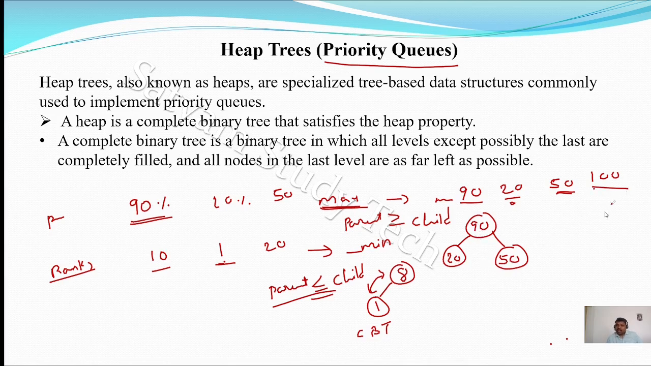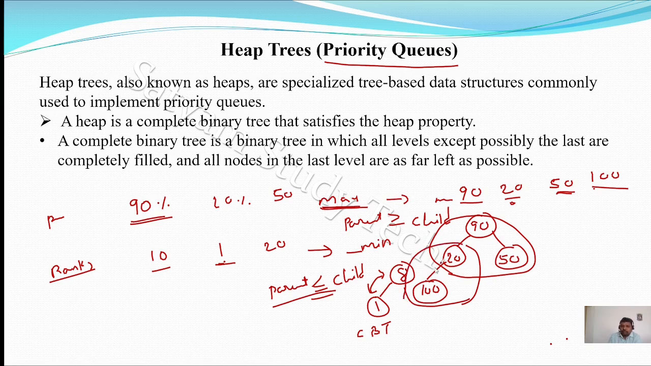Now you can add 100. Where can you add 100? You cannot add 100 here or here or here. We can add 100 here because the node is added as left as possible. So 100 can be added here. It is a complete binary tree, but it does not satisfy the max-heap property. Okay, this satisfies the max-heap property, but here it does not satisfy the max-heap property.